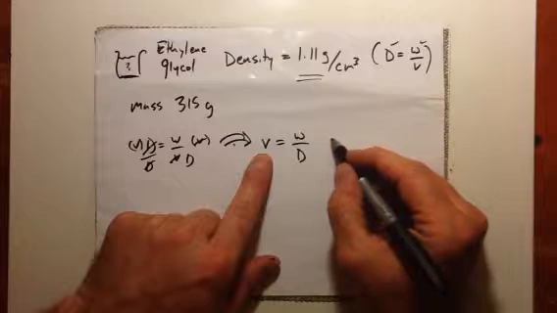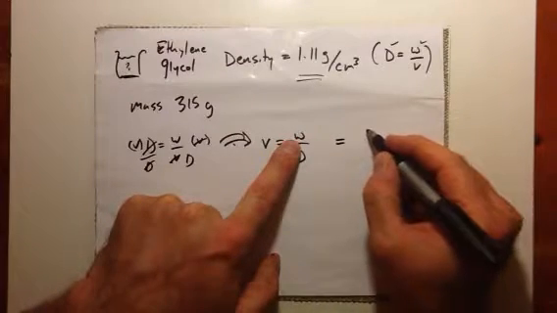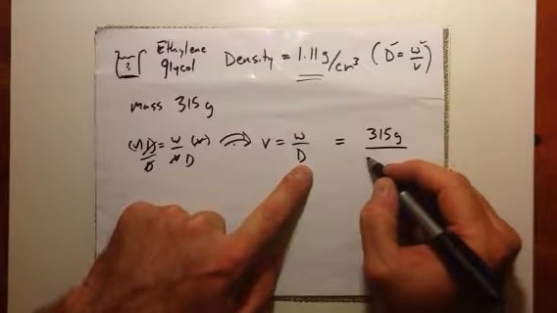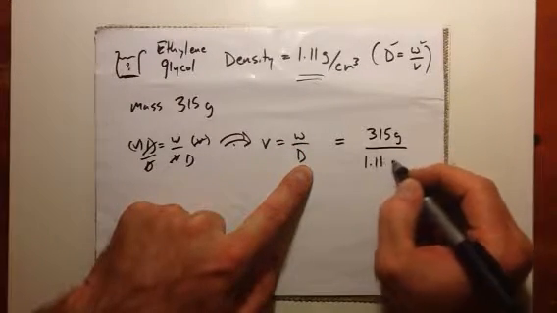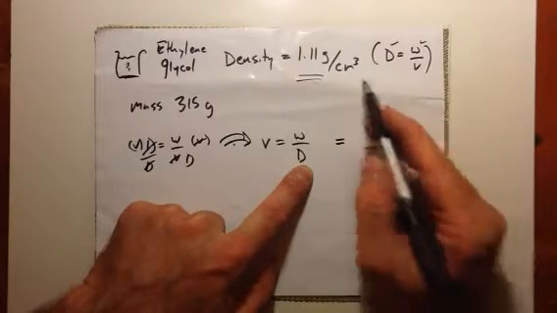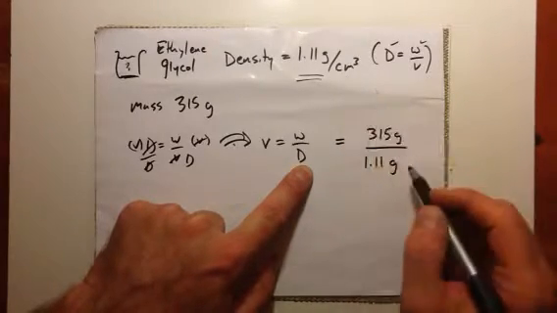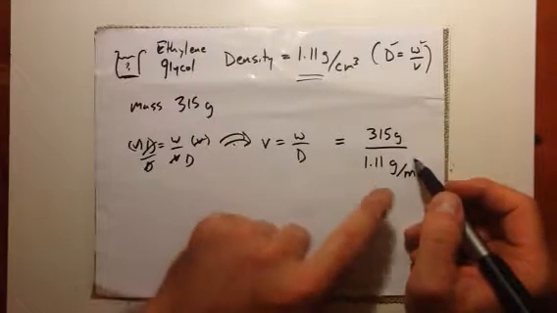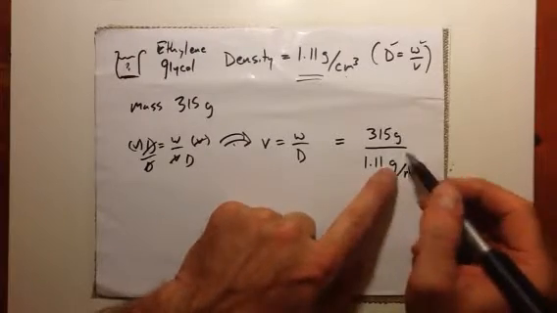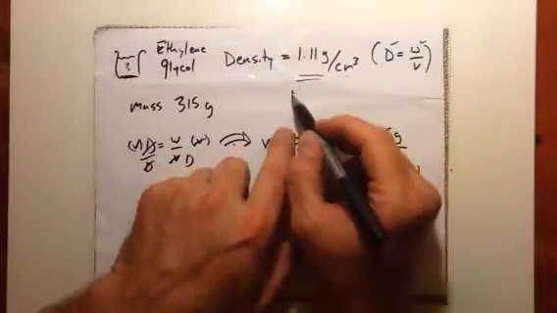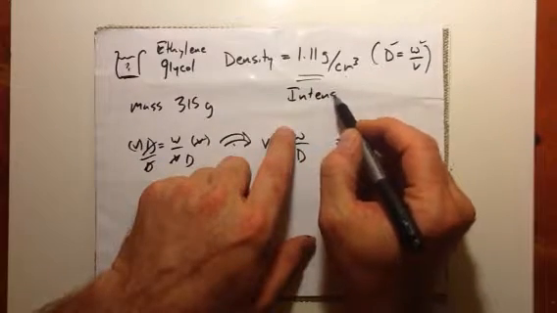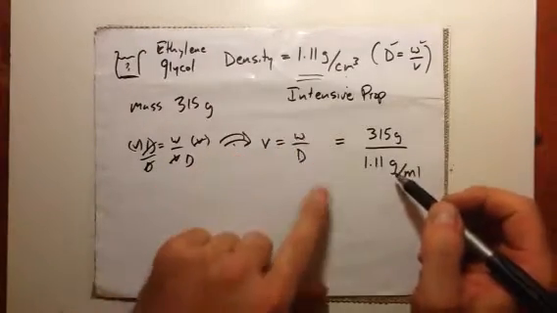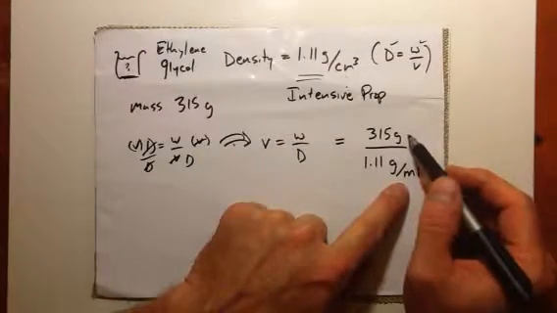And now we can plug in the weight that's been given, 315 grams, divided by the density, which is 1.11 grams per, and I'm going to go ahead and change this to mils. We know centimeters cubed is in terms of mils. Now in calculations, I should have mentioned, this is an intensive property, meaning it's a ratio. If we're using that in the denominator, this mil term actually comes up to the very top.